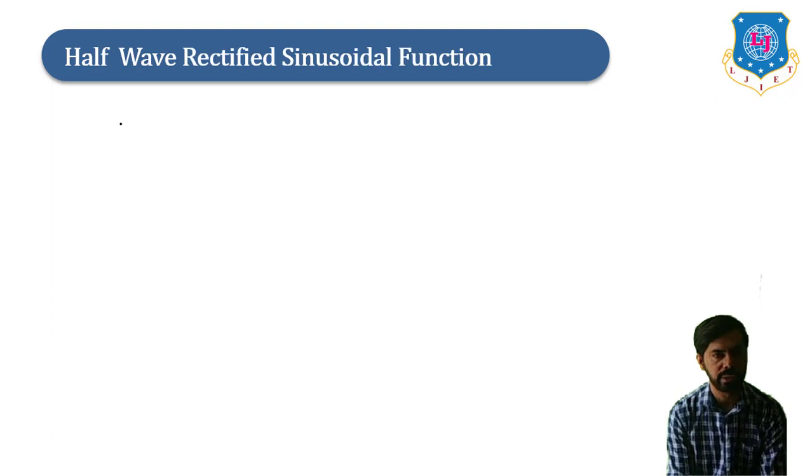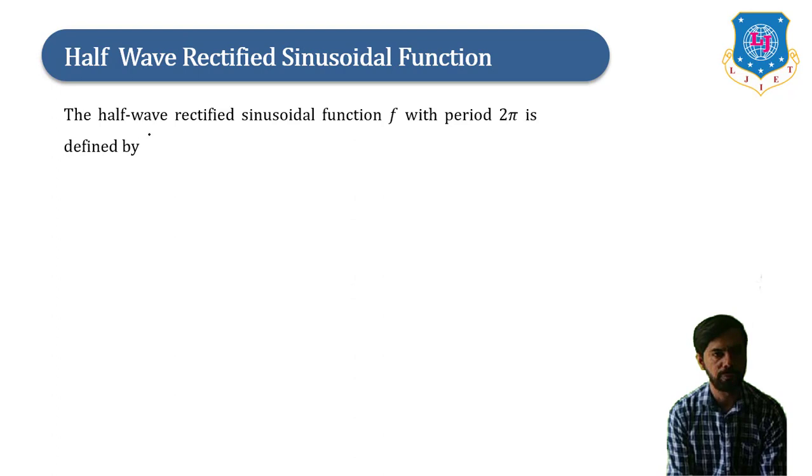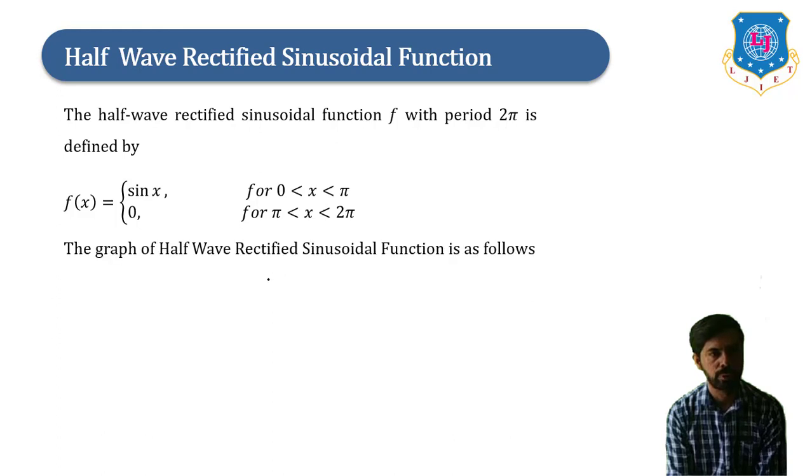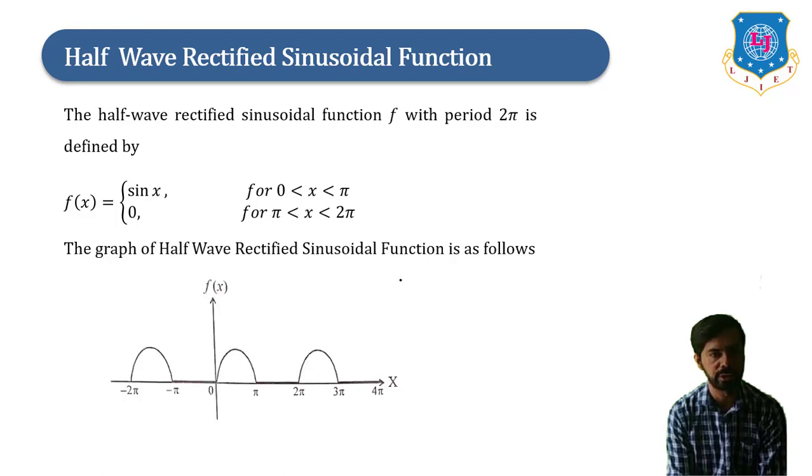Now we will see half wave rectified sinusoidal function. So the half wave rectified sinusoidal function f with period 2 pi is defined by f of x equal to sin x for 0 less than x less than pi, and it is 0 for pi less than x less than 2 pi. So now we will see the graph of half wave rectified sinusoidal function. So this is the graph of half wave rectified sinusoidal function.